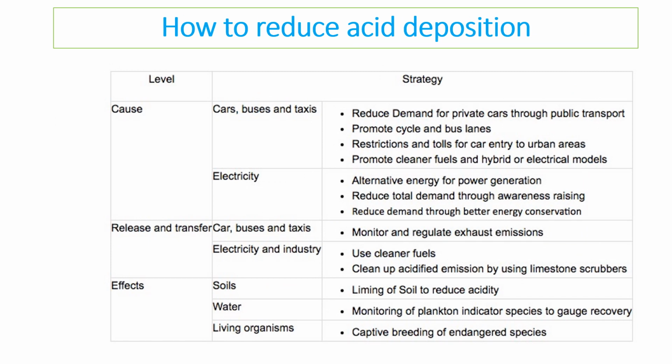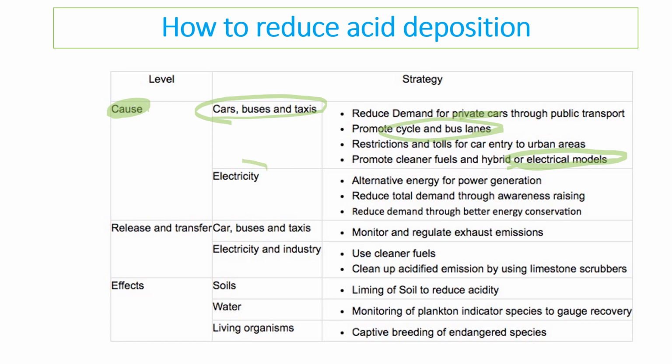So what we need to think of is, well, how can we reduce this acid rain deposition or acid deposition? So we need to think about what the causes are, what the transfer is, and what the effects are. So if we look at the cause of acid rain and how we could stop this, the main causes are cars, buses and taxis. So we need to reduce the need for private cars, promote cycle and bus lanes, restrict areas like urban areas where the pollution will build up for cars, and promote cleaner fuels such as electric models of cars.